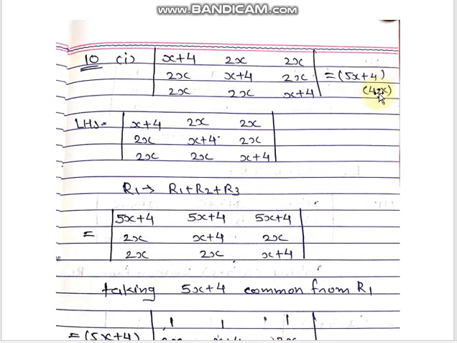Whenever you see a question, first of all look at the RHS, what you want. Here we want (5x plus 4)(4 minus x) squared.